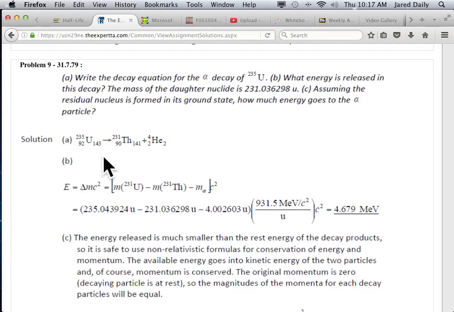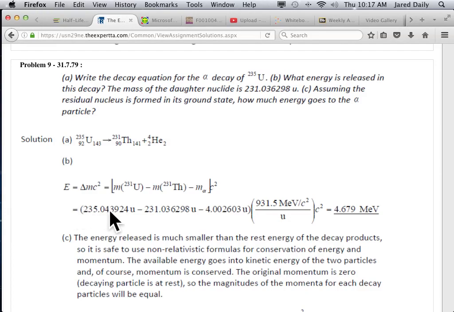And they want to know in part B what energy is released in this decay. Well, you calculate the masses of these particles. The masses you can get from the periodic table. The mass is this number right here underneath it. That's the mass per mole. So you take those masses and plug them in per mole here, and that's what they're doing right here.